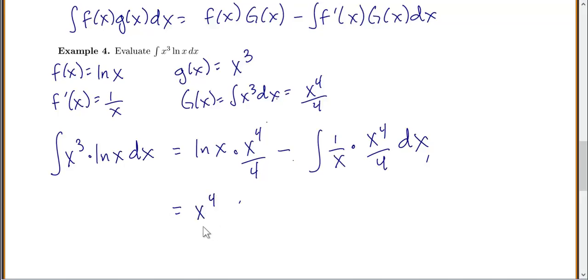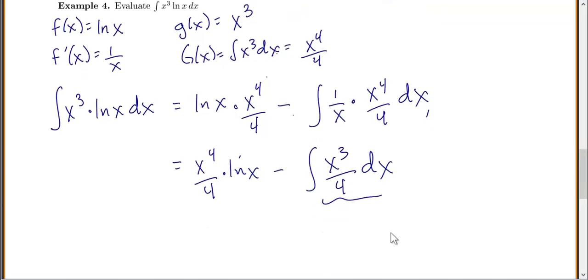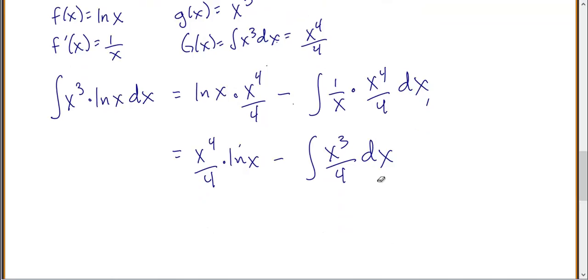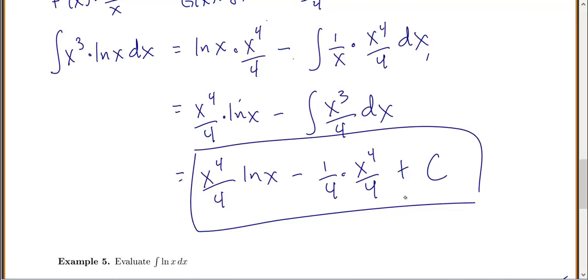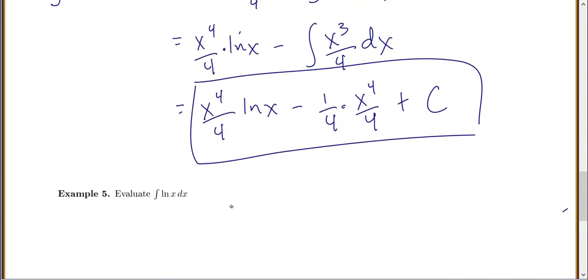Let's just rewrite this. So x to the 4th over 4 times natural log of x minus the integral. Notice these x's will cancel. So we just have x cubed over 4 dx. And this is a very easy integral to do. I can do that one no problem. So we have x to the 4th over 4 natural log of x minus this 1/4 kind of stays there, and then it's x to the power 4 over 4 plus c. At the very end, plus c, you could rewrite that as 1 over 16, but I'm not going to rewrite it all here.